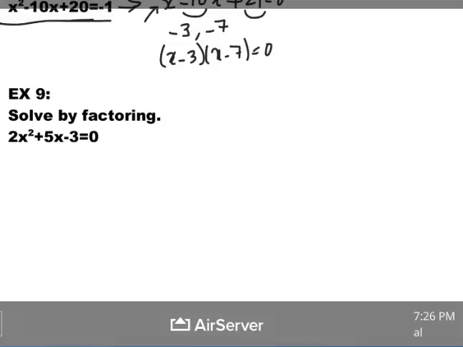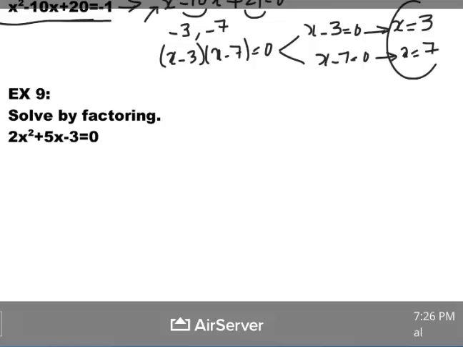Now, when the product of 2 numbers is 0, either both of them or at least one of them has to be 0. So from here, I can deduce that either x minus 3 is 0, so from here, I get x is equal to 3, or x minus 7 is equal to 0, so x is equal to 7. So these 2 are the roots or the zeros of this equation. And I used factoring to solve the problem.